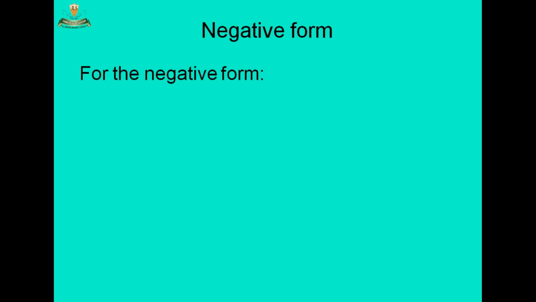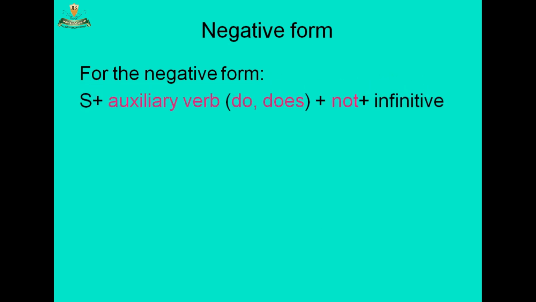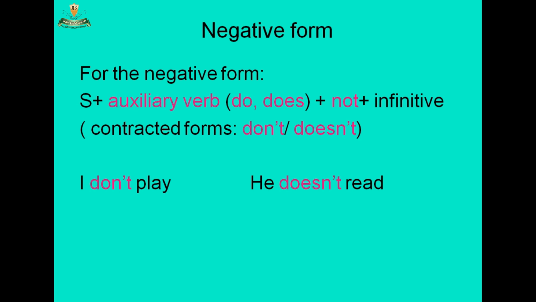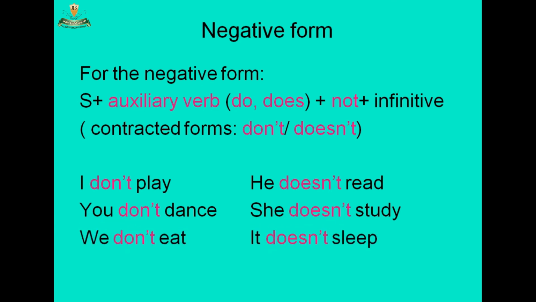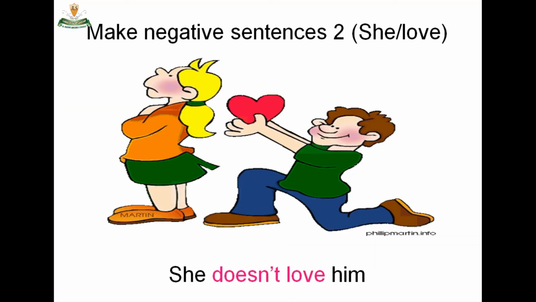Let's look at the negative form. If you want to make negative for the present simple tense, you have two ways. It's either don't or doesn't. And of course, after don't or doesn't, you should use the verb infinitive. Of course, don't comes with plural, and doesn't comes with singular. And the contracted form or abbreviation is don't or doesn't. I don't play, he doesn't read. You don't dance, she doesn't study. We don't eat, it doesn't sleep. They don't like.